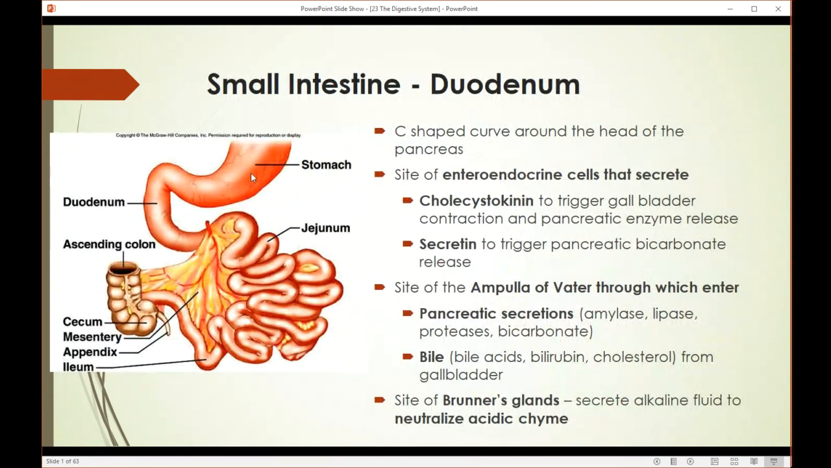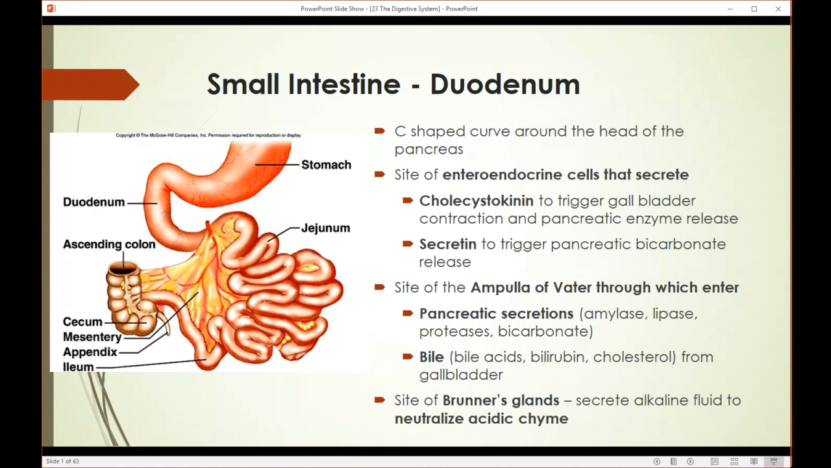This is the duodenum. The duodenum is a C-shaped curve, and it curves around the head of the pancreas. It's where we have those enteric endocrine cells that are going to secrete the CCK to trigger our gallbladder to release its enzymes and the pancreatic enzyme release, and then secretin is going to trigger our pancreatic bicarbonate release.